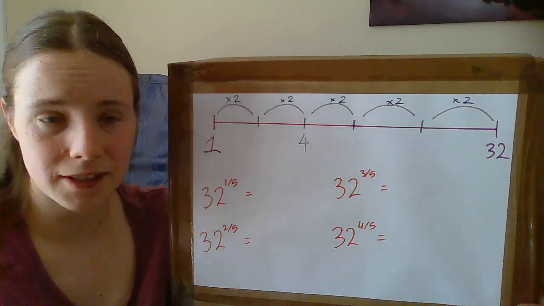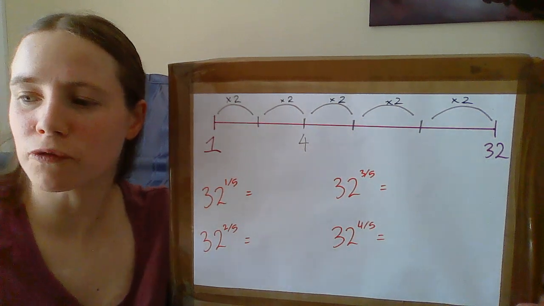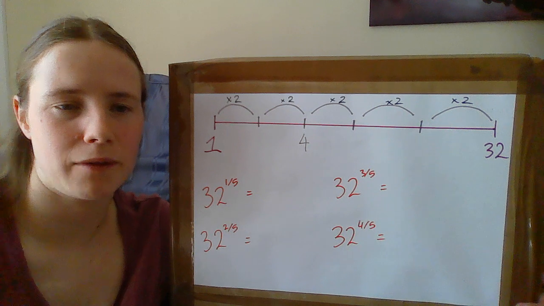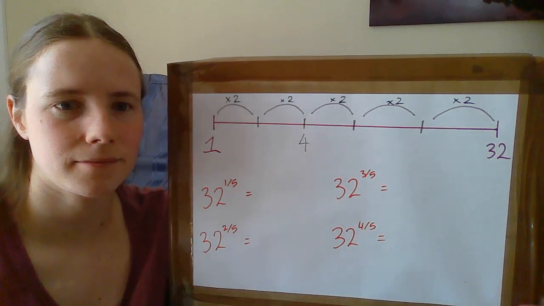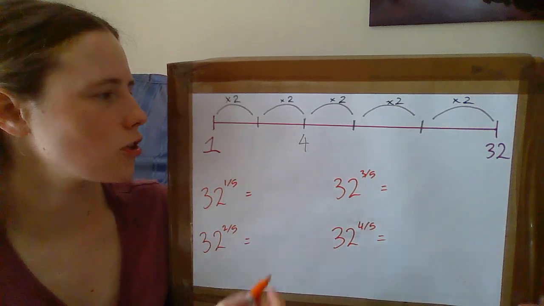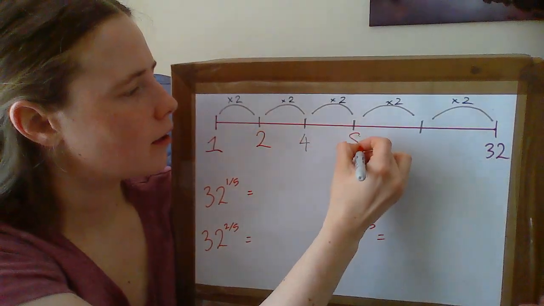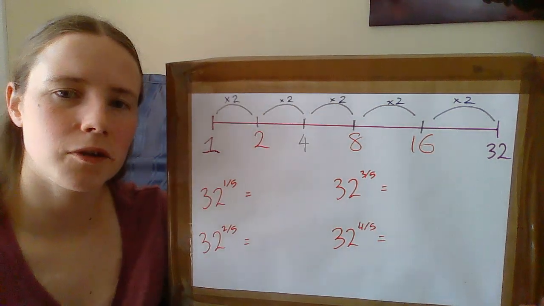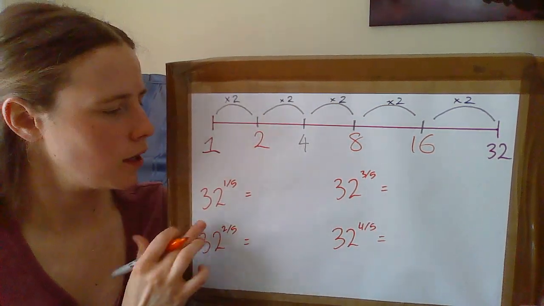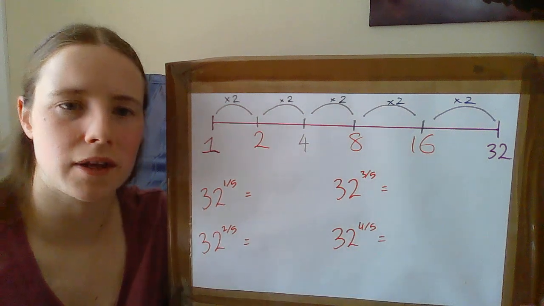So now that I've worked out that it's timesing by 2 every time, we can fill in the missing gaps. Again, if you haven't already done this, pause the video and have a go now before I do it. Okay, so timesing by 2 each time, we're going to have 2 and an 8 there and a 16 there. I can now use this number line to work out the powers of 32 to the fifths.